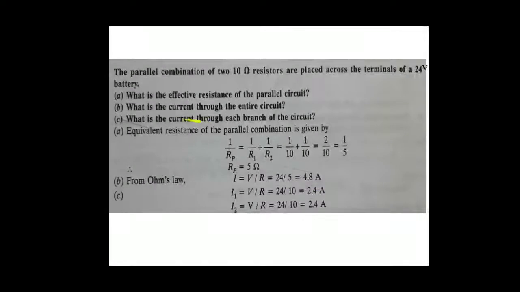What is the current through each branch of the circuit? As these are connected in parallel, and we know that current gets divided into the branches, I1 will be equal to potential difference divided by the resistance of that component, so it will be 2.4 ampere. I2 will also be 2.4 ampere. As the values of the resistances are the same, the current gets divided equally across the resistors.